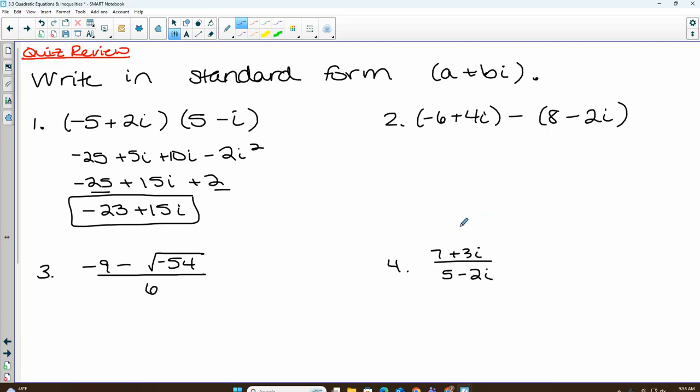Number 2. You'd be amazed. If I put one of these on the quiz, which I probably will, a lot of people miss problem number 2. What do you have to do there?